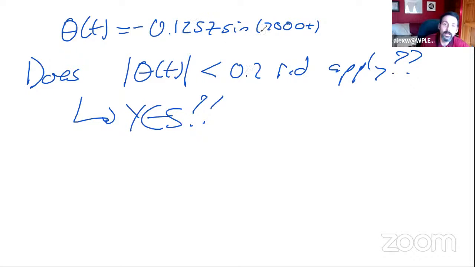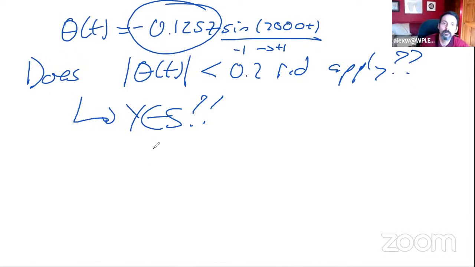Thank goodness. Why? What's the min and max value of a sine? It goes from -1 to 1. Okay, great. Multiply by this thing, and the min and max is going to be 0.1257 to 1.1257. Awesome. So it most definitely is within the 0.2 rad boundaries. So therefore, g of t can be approximated by the following expression.